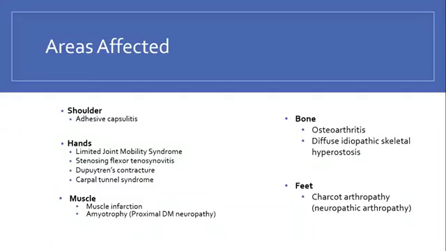So throughout this discussion, we're going to particularly highlight the various areas that are affected by diabetes throughout the body. Commonly, we'll see adhesive capsulitis in the shoulder, limited joint mobility syndrome, stenosing flexor tenosynovitis, Dupuytren's contracture, and carpal tunnel syndrome in the hands. We're going to discuss muscle infarction and proximal diabetic neuropathy, also known as amyotrophy, in the muscle, osteoarthritis, and diffuse idiopathic skeletal hyperostosis in the bone. And in our arena, we're going to discuss Charcot arthropathy, neuropathic arthropathy, and specifically focusing on how to differentiate osteomyelitis from Charcot when we're talking about the feet.